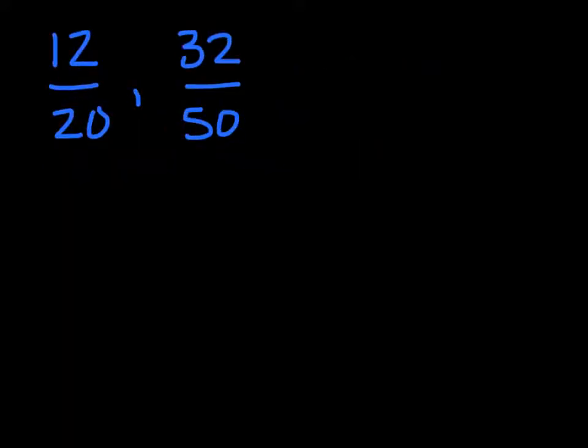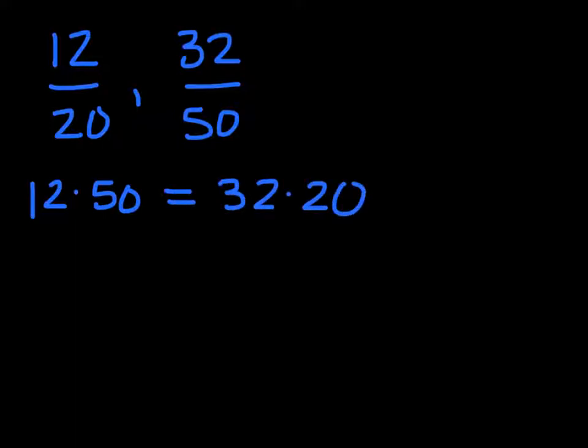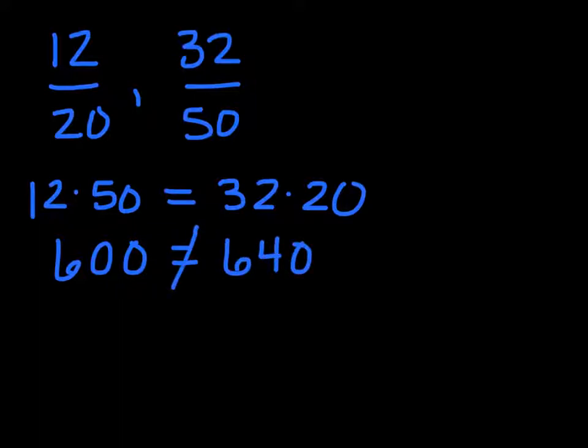Here's another example, 12/20 and 32/50. Once again, we begin by writing our cross products. 12 times 50 is maybe equal to 32 times 20. 12 times 50 equals 600. 32 times 20 equals 640. So these are not equal. This does not form a proportion.